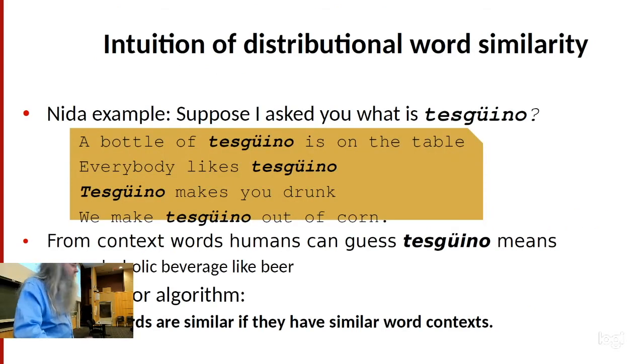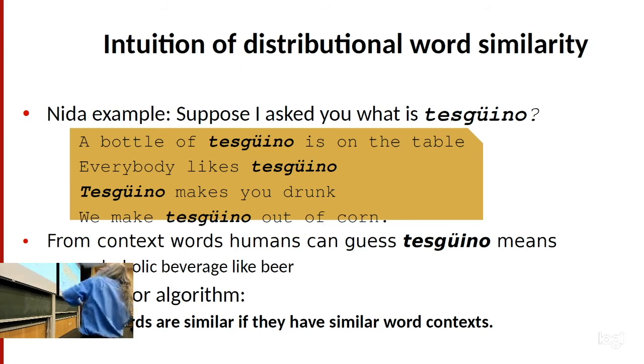So here's a short example here. We have a bottle of Tisquino is on the table. Everybody loves Tisquino. Tisquino makes you drunk. We make Tisquino out of corn. Now, hands up if you knew the word Tisquino before I showed it on the screen. I should use that rather than Nebuchadnezzar. Okay? But what do you think Tisquino means? It probably says somewhere. It always does say afterwards. So you're going to say alcoholic beverage like beer.